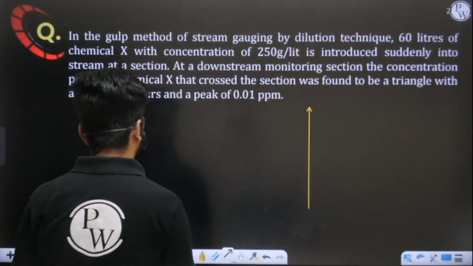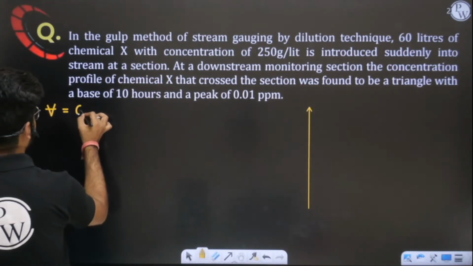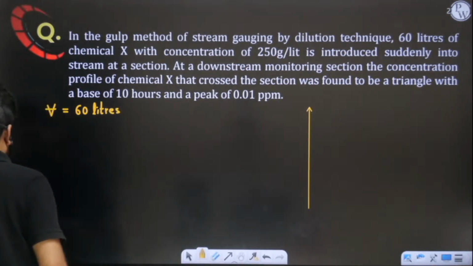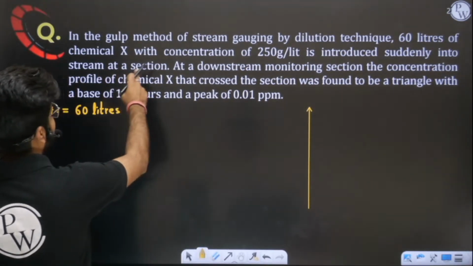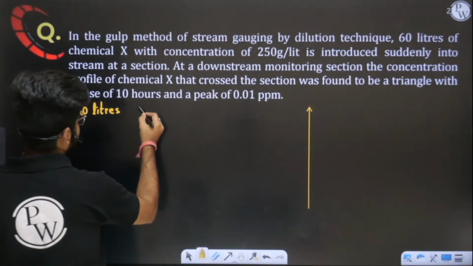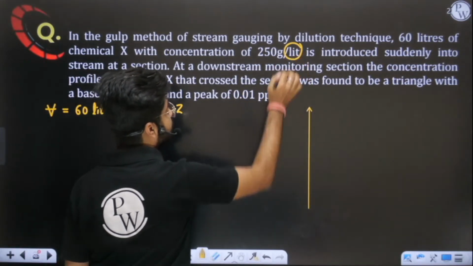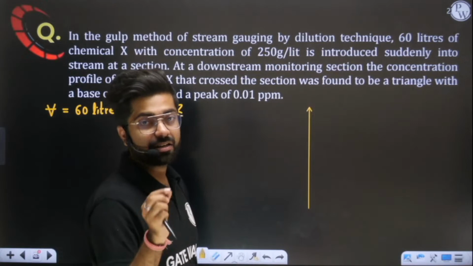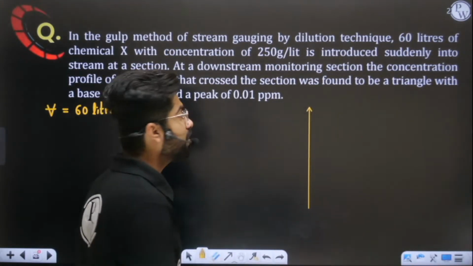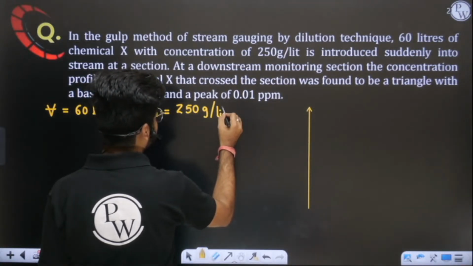Yes or no? Understood, sir? Volume given to me is 60 liters. Okay, sir. First thing is given to me, 60 liters. No problem. Second thing is chemical X with concentration of 250 gram per liter. So secondly, concentration is given to me. Concentration of that chemical is that if we have 1 liter chemical, in that 250 gram we have mixed. Okay, the amount of chemical is 250 grams. So concentration is 250 grams per liter.